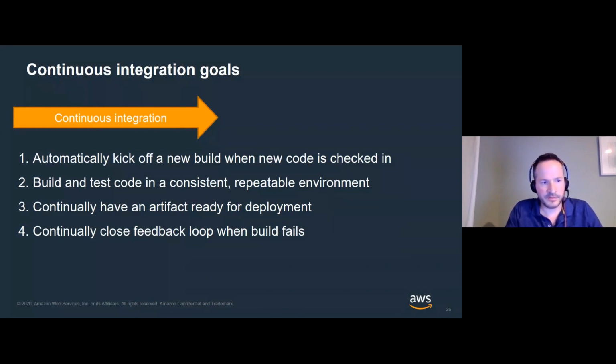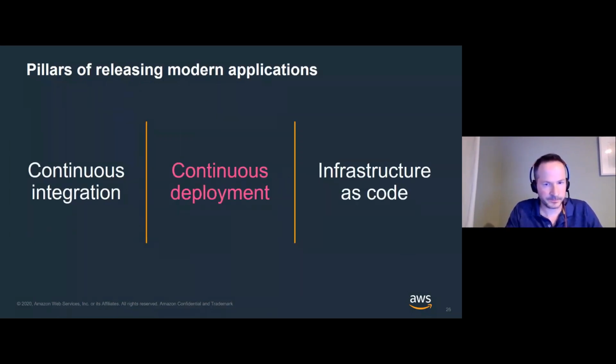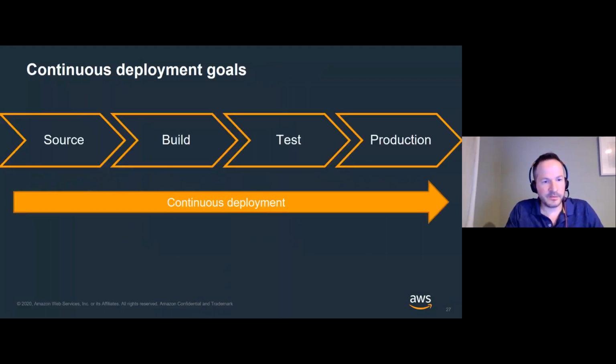So the goals for continuous integration is to automatically kick off a new build when new code is checked in. We want to be able to build and test code in a consistent and repeatable environment so that we can make small and often changes. We want to continuously have an artifact ready for deployment so that we can move it on to the next stage in the pipeline. And we also want to continuously be able to close the loop and get feedback if a build fails, whether it's through a notification to the developer, through an email, through Slack, or whatever that might be. Now let's have a look at continuous deployment.